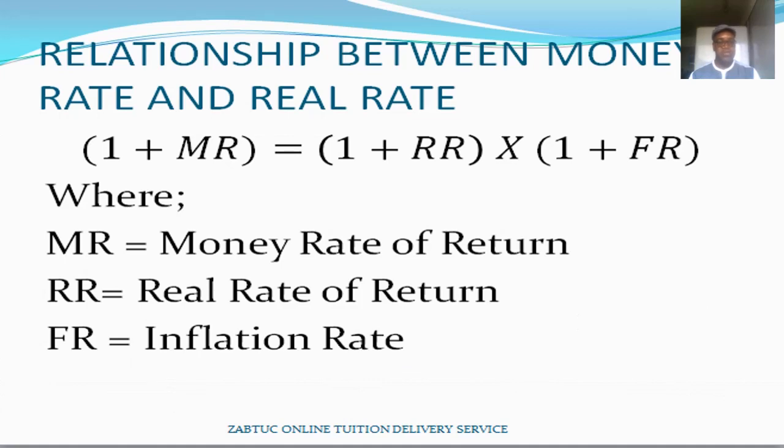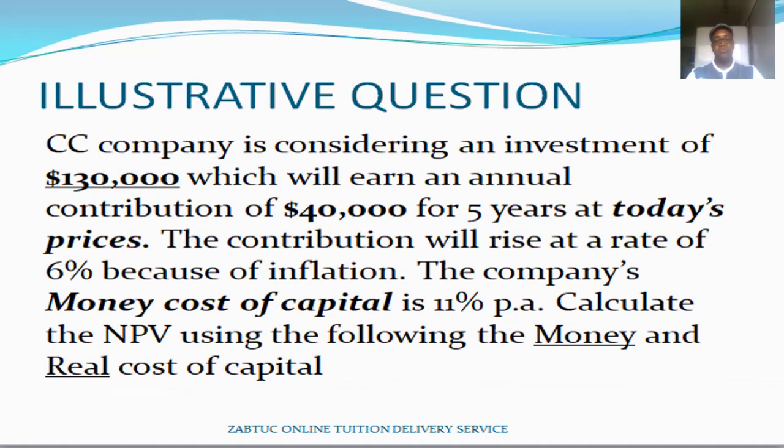We're now going to take a question that wants to prove that the two approaches will give us the same answer, where we ignore inflation and where we also include inflation. So we have a question here involving a company that is considering investing $130,000 in this project to generate $40,000 for the next 5 years. But this contribution has been expressed or quoted at base prices. So we're assuming there's no inflation.